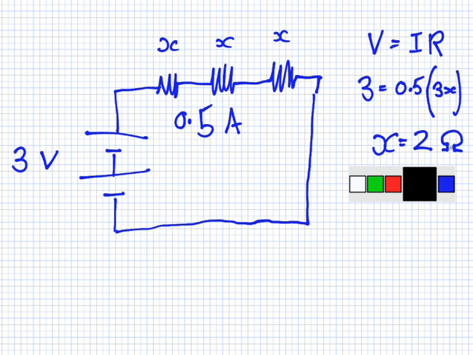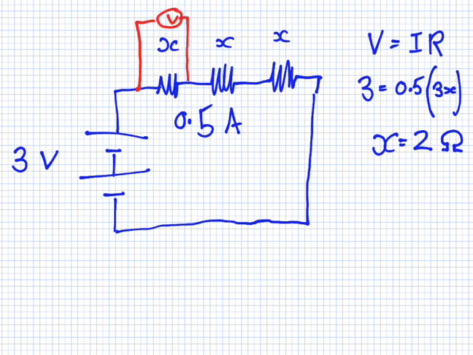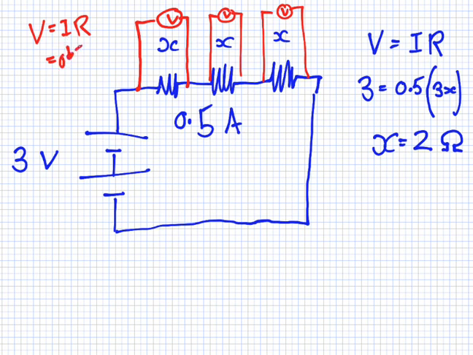Okay? Now, what they say next is what's the voltage? So what you do is you put a voltmeter on each of them. And they want to know the 3 voltages. So you can use the formula again, V equals I R. What's the I? It's 0.5. And what's the R? It's X. And what's X? 2. So 0.5 multiplied 2, that's 1. So this will be 1 volt, 1 volt, 1 volt.